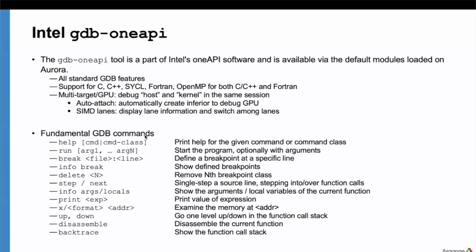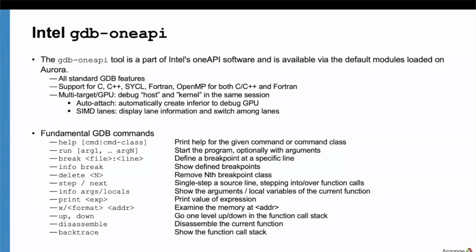So Intel GDB OneAPI. The GDB OneAPI tool is a part of the Intel OneAPI software, and it is available through the default module loaded on Aurora. Whenever you start a job or even on the login node, you see the OneAPI module is loaded by default, right? And GDB OneAPI is part of that, so you don't need to worry about loading an additional module to enable GDB OneAPI. You can just use that.